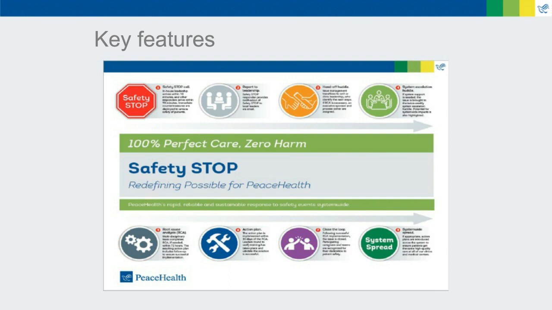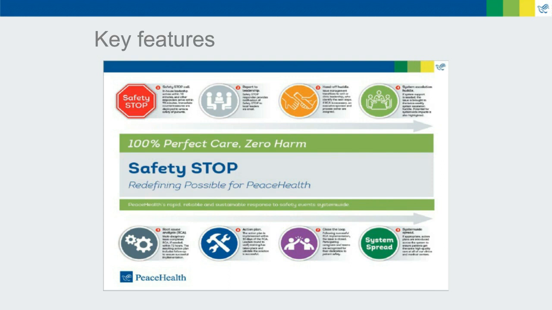We have system escalation huddles, and the system escalation huddle is if the event involves something like facilities or our supply chain or our electronic medical record, we need system resources to help resolve the problem. So that is a place where events are escalated and also a place where events are shared across the system.